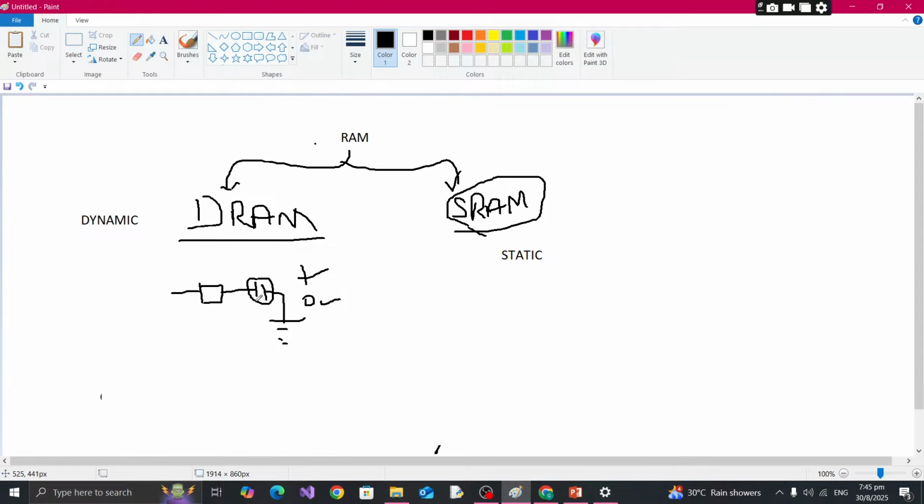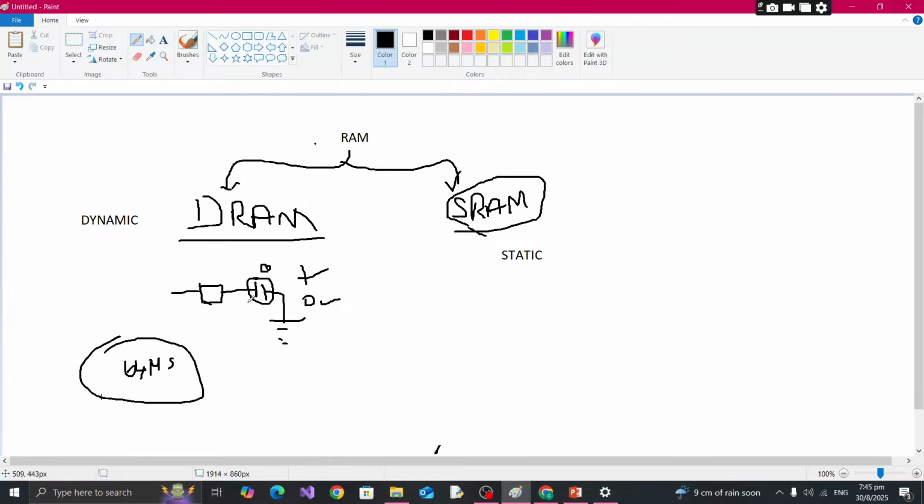But as time goes, this capacitor leaks. It will leak this voltage, and in due course it will lose its voltage and automatically become 0, because the capacitor cannot hold the voltage continuously. So we have a disadvantage here because it is not storing the data permanently. It is storing data for a short period of time, about 64 milliseconds; please refer to it online. So we are compelled to store this data forever. How can we store it?